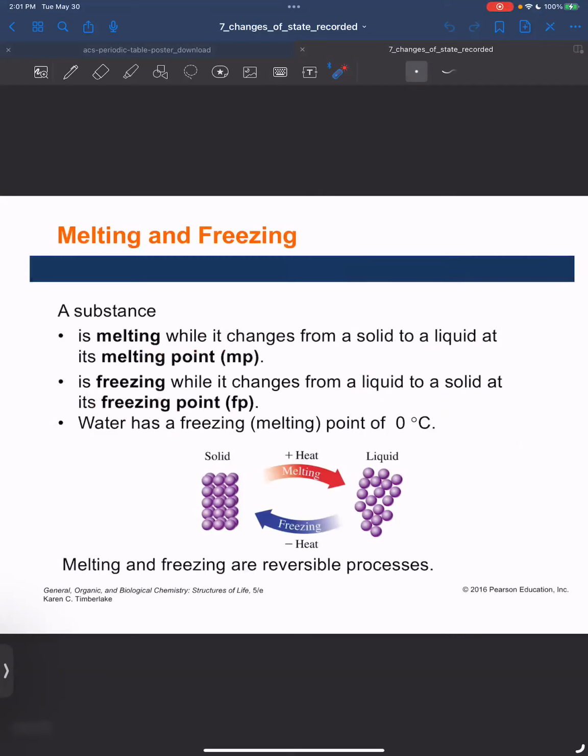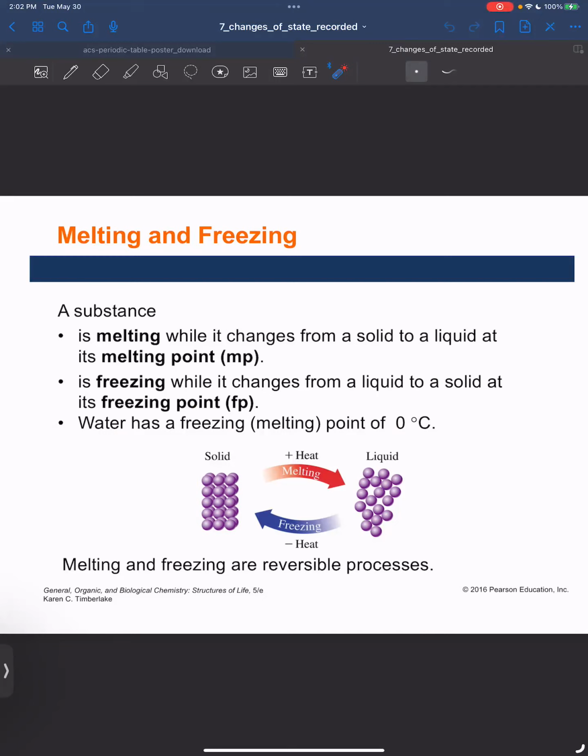So let's first talk about melting and freezing. A substance is melting while it changes from a solid to a liquid at its melting point, and we'll abbreviate melting point as MP. A substance is freezing while it changes from a liquid to a solid at its freezing point, which we will abbreviate FP. For example, water has a freezing and melting point of 0 degrees Celsius.